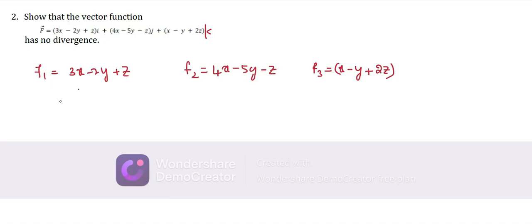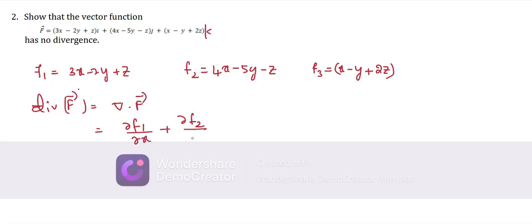That means we need to show that the divergence of f is 0. So what is the divergence of f here? It is given by the dot product of grad and f. So this is nothing but what? It is dou f1 by dou x plus dou f2 by dou y plus dou f3 by dou z, right?